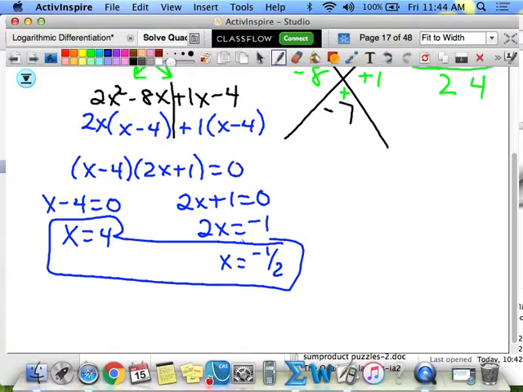So factoring we've been doing with one extra step. Set the factors equal to 0, solve for x. Not terrible?